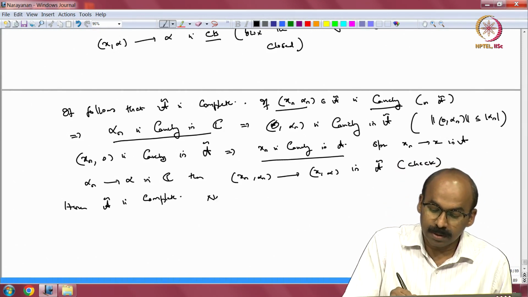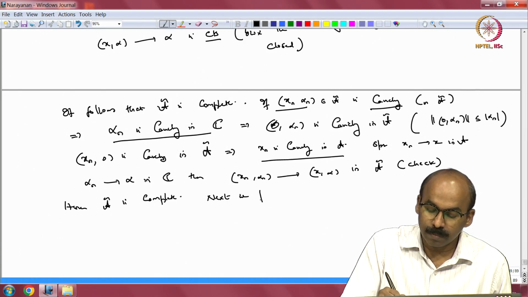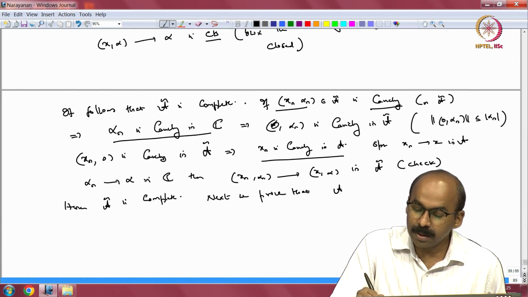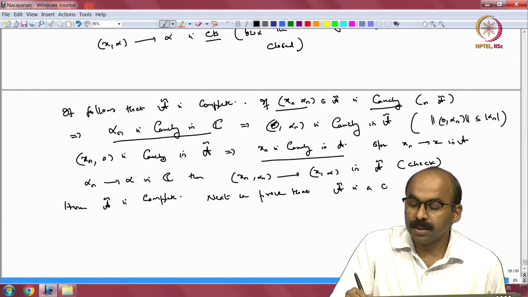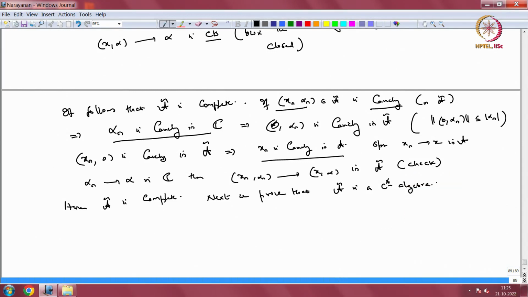So, next we prove that A tilde is a C star algebra. That is what is left now, but for the time being we will stop.